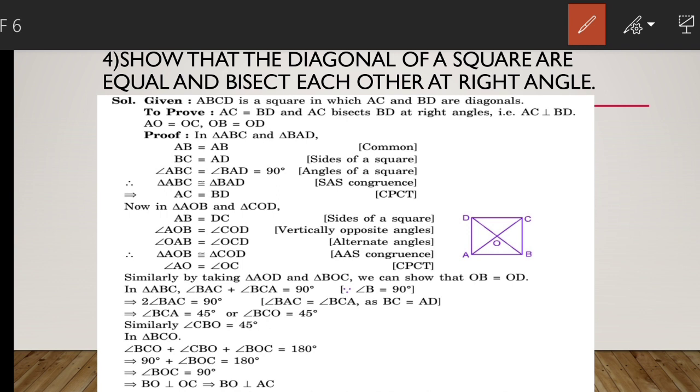Now to prove, we have to prove that ABCD is a square, it is given. We have to prove AC is equal to BD, that is AC bisects BD at right angle. That means we have to prove AC is perpendicular to BD, 90 degree, and AO is equal to OC along with OB is equal to OD. So two things to prove. So the proof will start from triangle ABC and triangle BAD. So the triangles are like this.